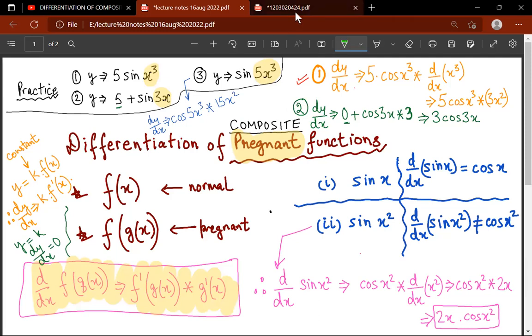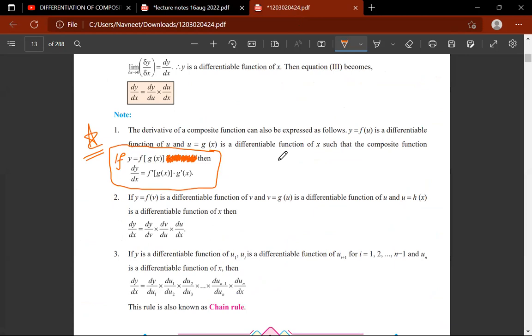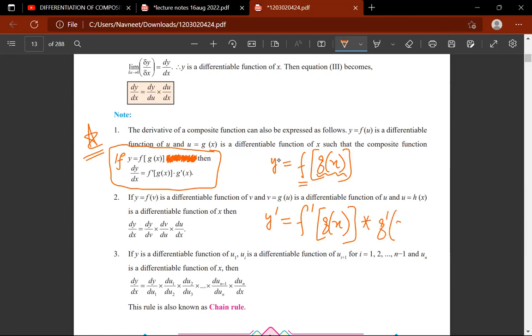So the solution given to me is that there is a theorem available. It says that if you have a function y equals f of g of x, this is what I am calling a pregnant function. Why am I calling it a pregnant function? Because this function has another function in its belly. Then how do you find the differential of the pregnant function? You take the differential of the mama function and multiply that with the differential of the baby function. Are we clear?